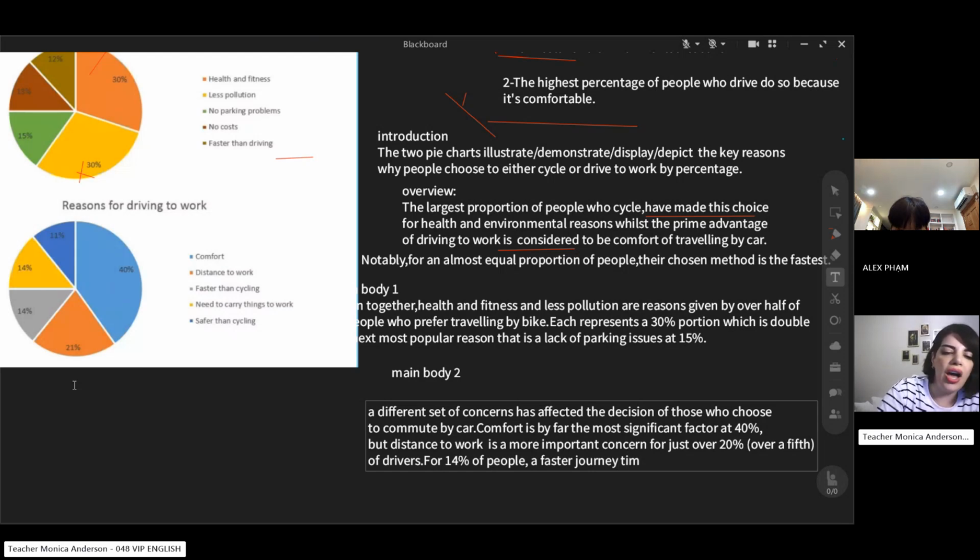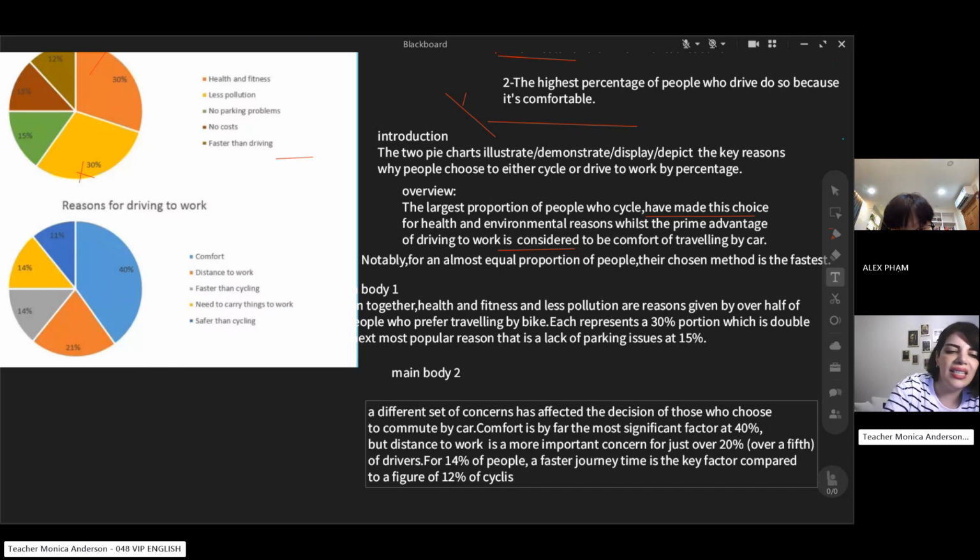Journey time is the key factor. I want to compare. Compared to what? Compared to a figure of 12% here. I have 12%. Can you see? Yeah, yeah.